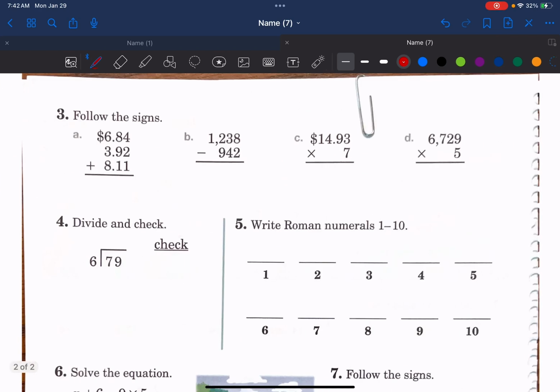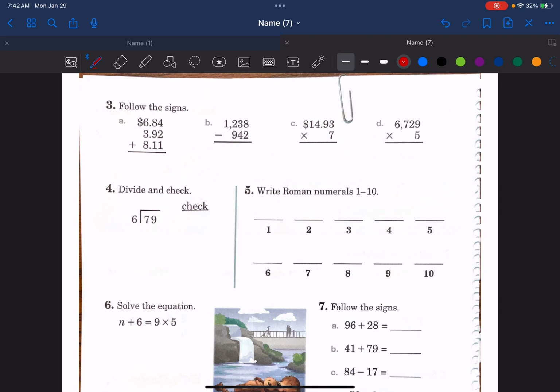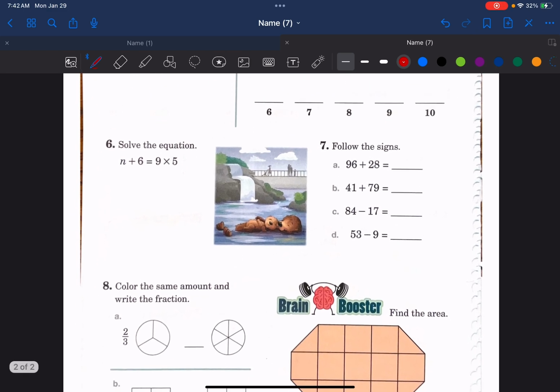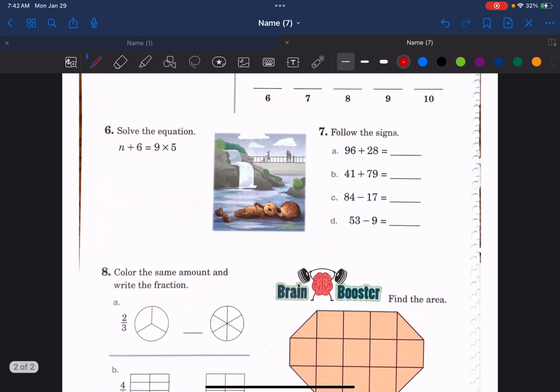Okay. On the back side, you have some review, divide and check, write your Roman numerals from 1 to 10. So look in your interactive notebook if you need to. Solve the equation for 6. On number 7, of course, if you would like, you can write it going vertically instead of horizontally. That is totally fine, or write it off to the side. 90, oops, I almost wrote the wrong thing down. So if you do that, make sure you copy it down correctly. I would have had the wrong answer.